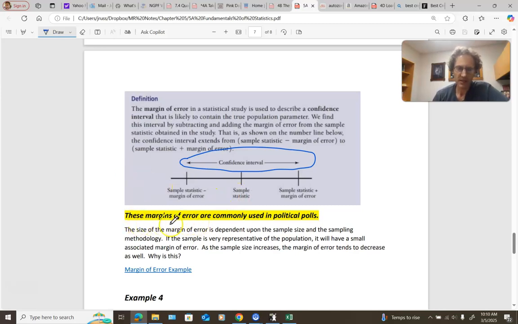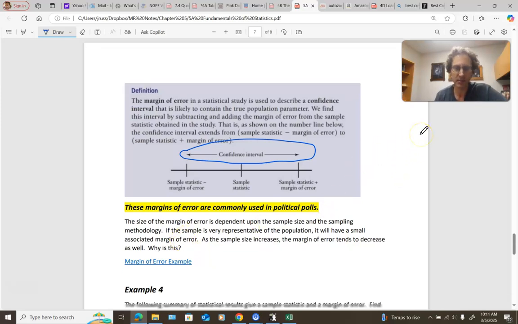The size of the margin of error is dependent upon the sample size mainly. If the sample is very representative of the population, then it's going to have a small associated margin of error. That just means that the sample statistic is probably real close to what the population parameter actually is. And as the sample size increases, that margin of error tends to decrease as well, and I've just told you why that is. All right, let's look at an example here.